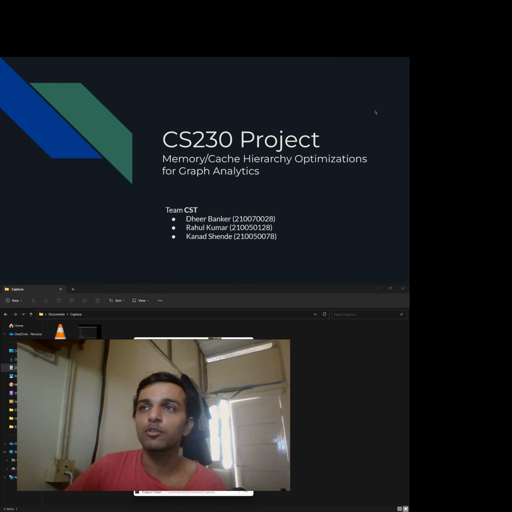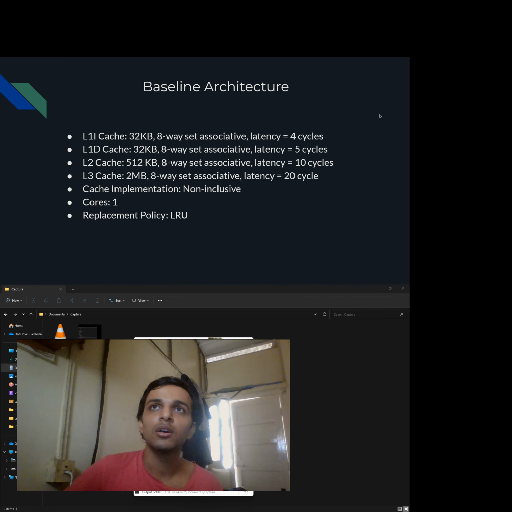The topic for this project is memory cache hierarchy optimization for graph analytics. The baseline architecture that we have followed for this project is shown in the current slide. This is the default architecture that ChampSim uses.